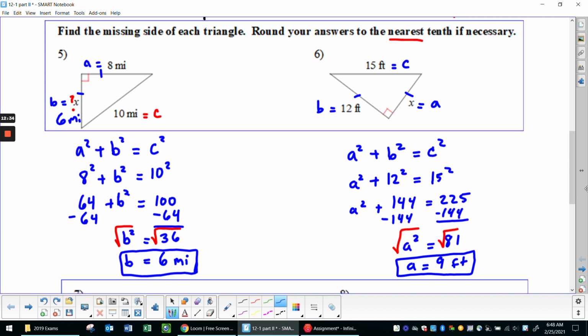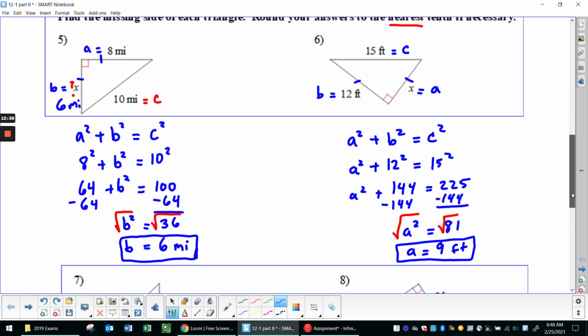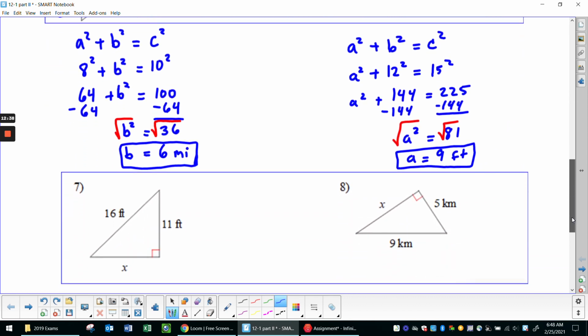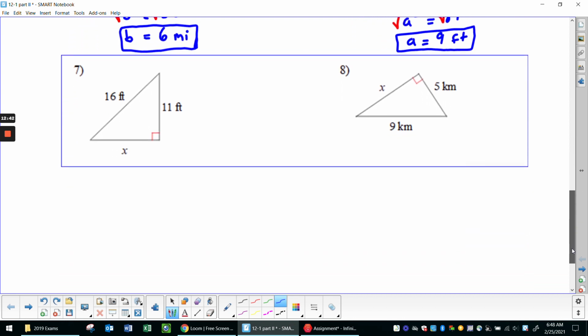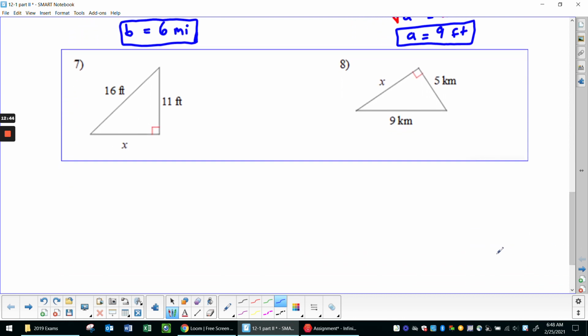Okay, so hopefully that was clear. I'd like you guys to go ahead and solve for 7 and 8 on your own, and you'll be able to see the answers in a couple of minutes. Go ahead and solve for 7 and 8.